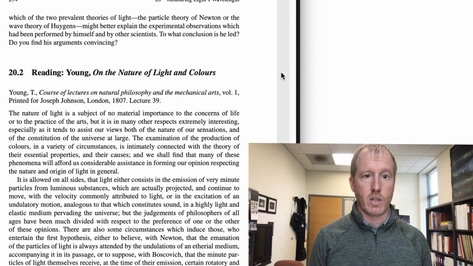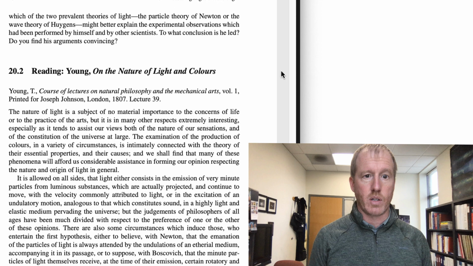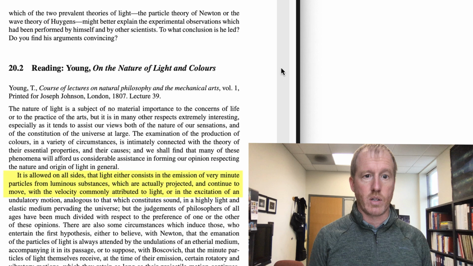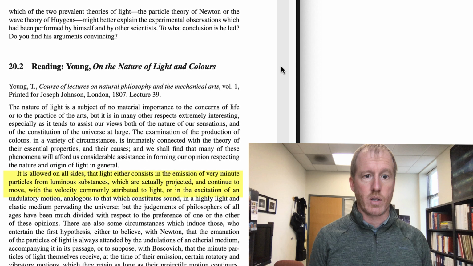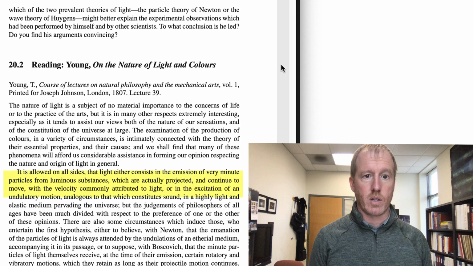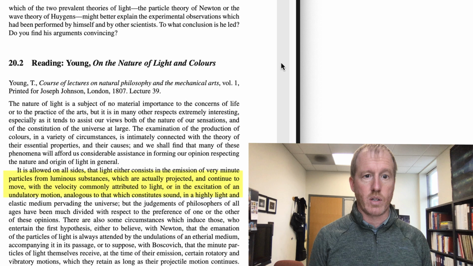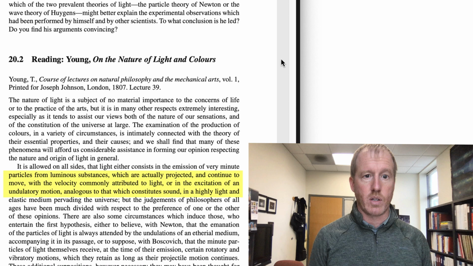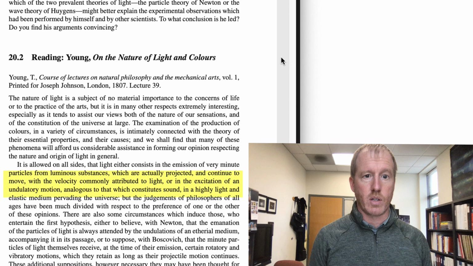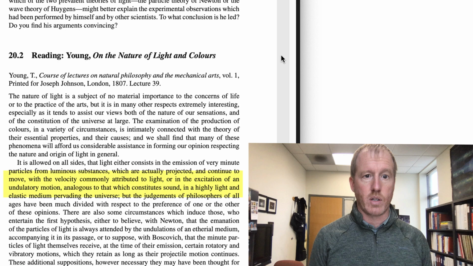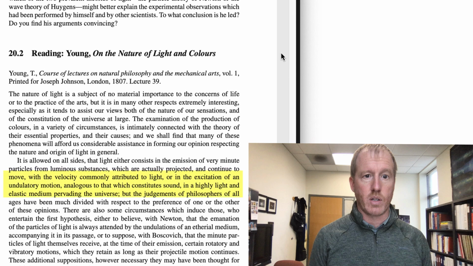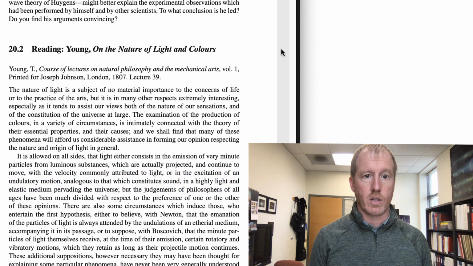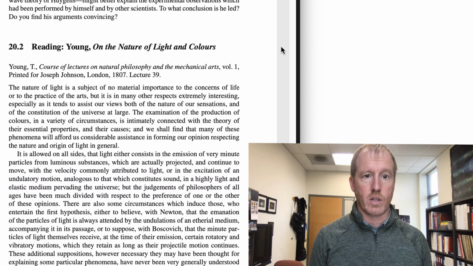And now what he's going to do is he's going to mention in the second paragraph here on page 234 that he's going to summarize what the viewpoints of Newton and Huygens are. So he says, "It is allowed on all sides," or everybody agrees, "that light either consists in the emission of very minute particles from luminous substances, which are actually projected and continue to move with the velocity commonly attributed to light, or, on the other hand, in the excitation of an undulatory motion analogous to that which constitutes sound in a highly light and elastic medium pervading the universe." So those are the two options. It's an emanation theory of light, the particle theory of light, or the undulatory wave theory of light.